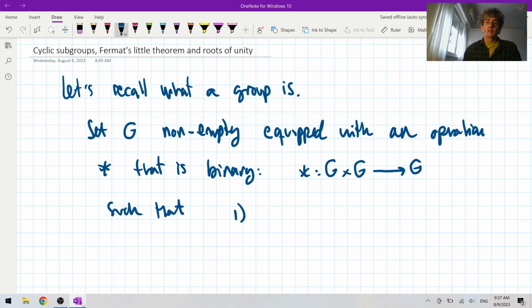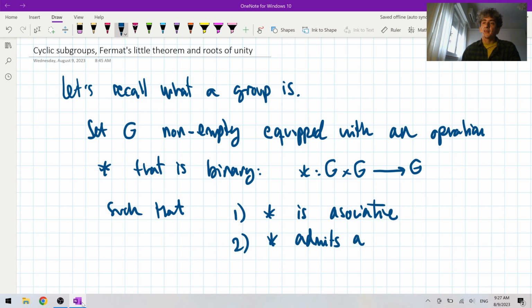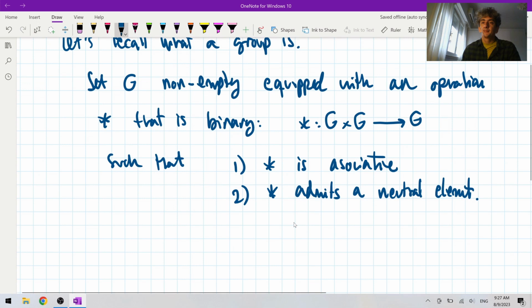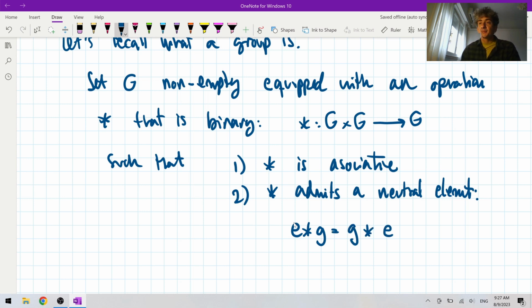first of all, star is associative. Second, star admits a neutral element. That is, there's an element E such that when we combine it with any g in the set, we get the same g.